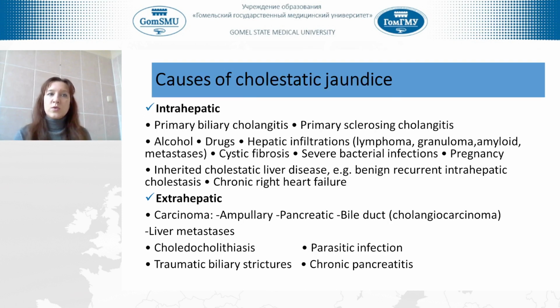Causes of cholestatic jaundice. It can be extrahepatic and intrahepatic. Intrahepatic: primary biliary cholangitis, primary sclerosing cholangitis, alcohol, drugs, hepatic infiltration, lymphoma, granuloma, amyloid, metastasis, cystic fibrosis, severe bacterial infections, pregnancy, inherited cholestatic liver disease, benign recurrent intrahepatic cholestasis, and chronic right heart failure. Extrahepatic: carcinoma.